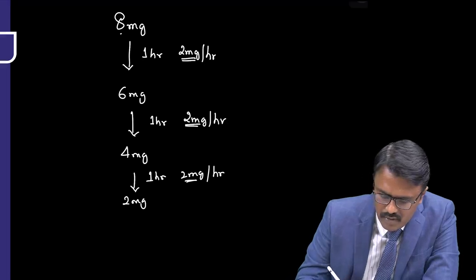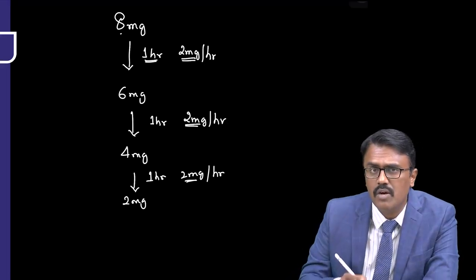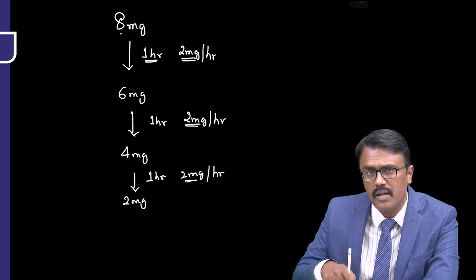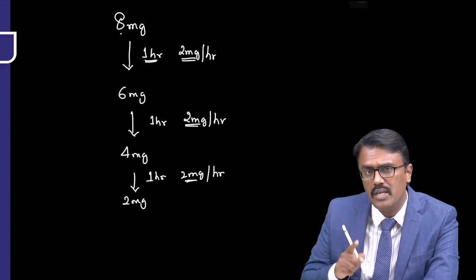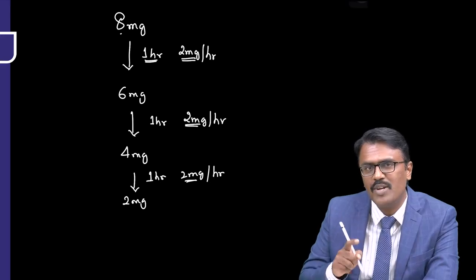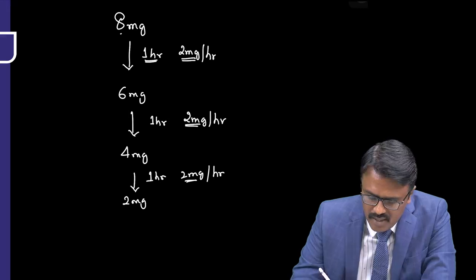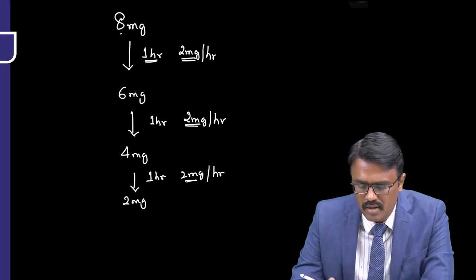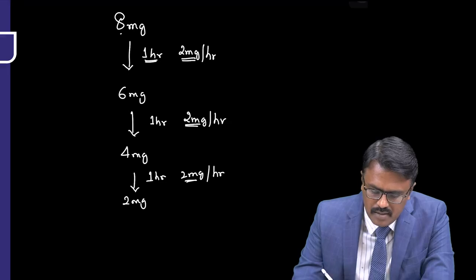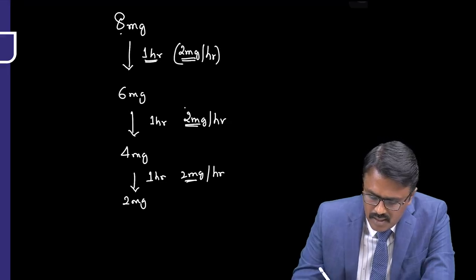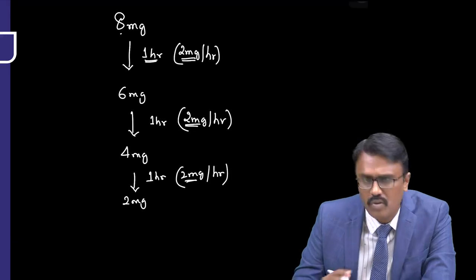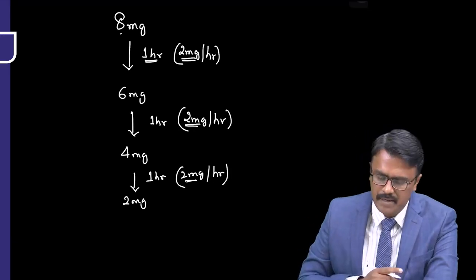Every hour, per unit time, how much is going out? 2 milligram, 2 milligram, 2 milligram. That's why the amount is constant. So in zero order, a constant amount of drug is going out. And if you see the elimination rate, it is 2 milligram per hour. Whatever the drug concentration increases, the elimination rate remains the same. Nothing changes.